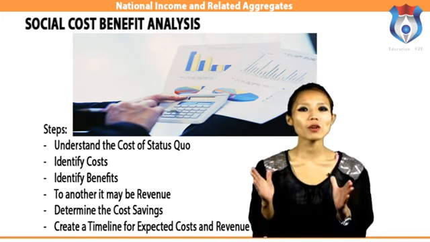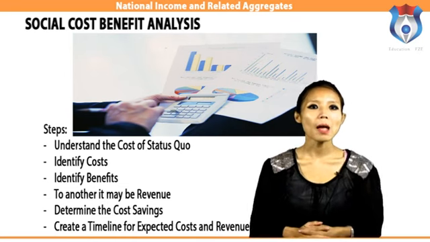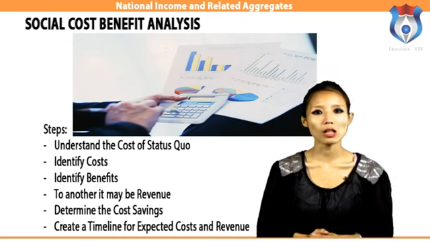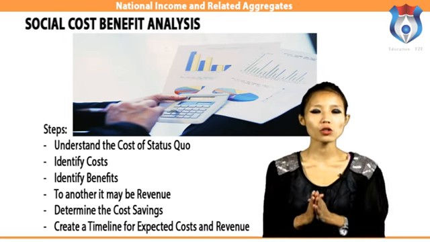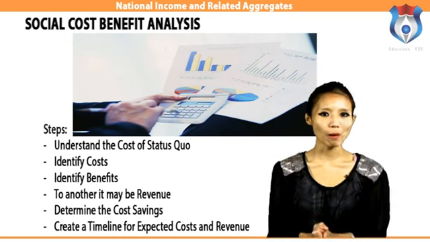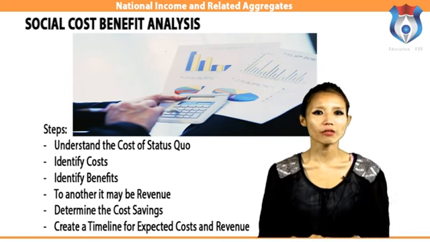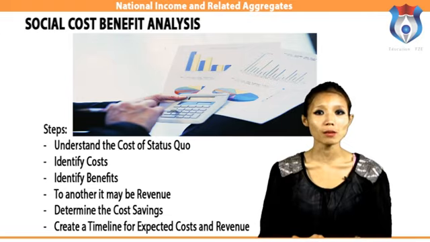Create a timeline for expected costs and revenue. Map out when the costs and benefits will occur and how much they will be. This is critical for two reasons. One, expectation. By having a defined timeline, we can align and define expectations of all interested parties.